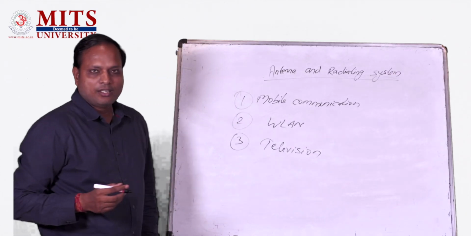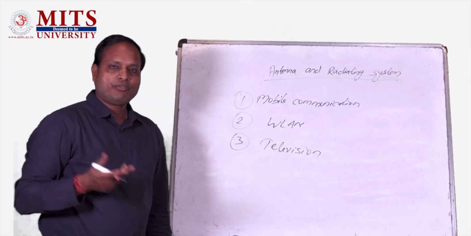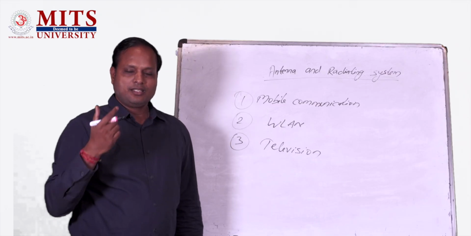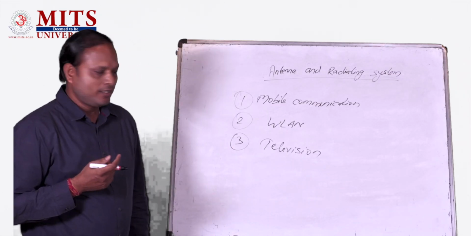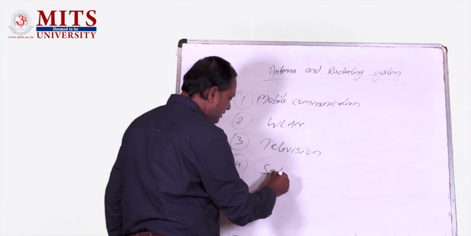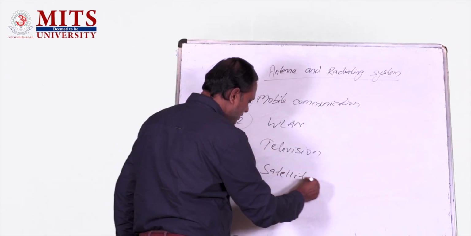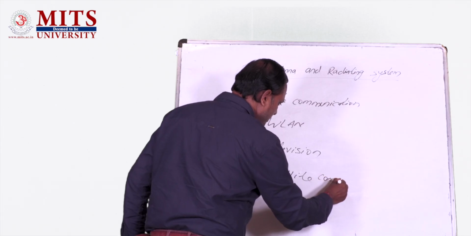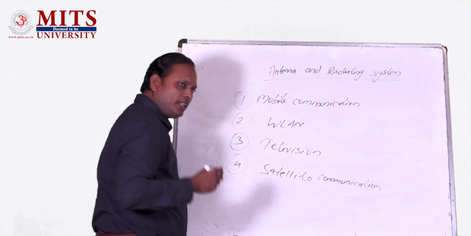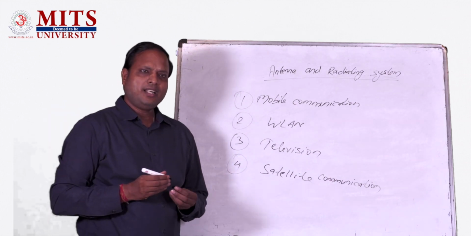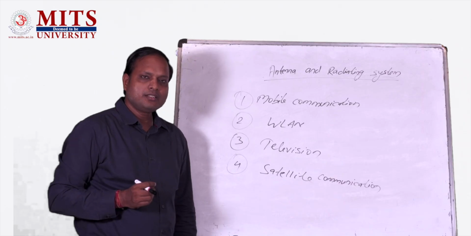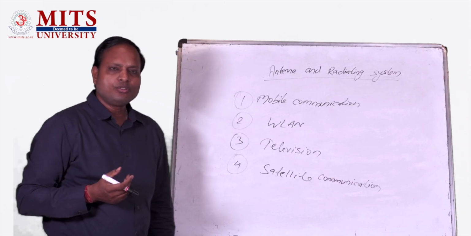Old antennas were used for TV reception, but nowadays dish antennas are employed. The fourth application is that antennas are used for satellite communication, and also for rocket and missile applications. So now the question is, what is the cause of radiation?